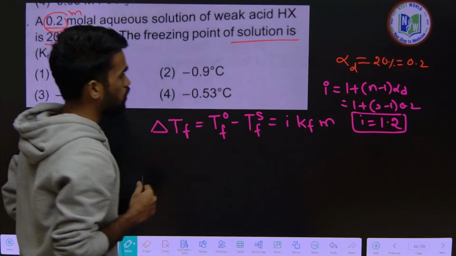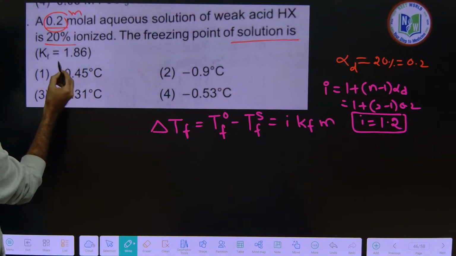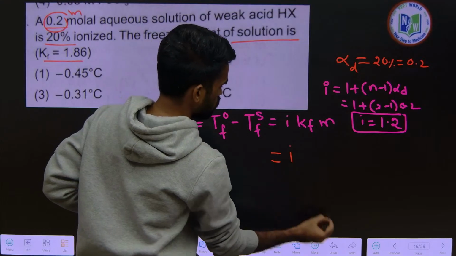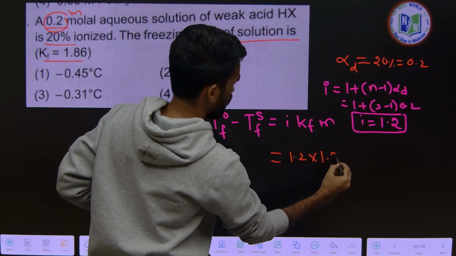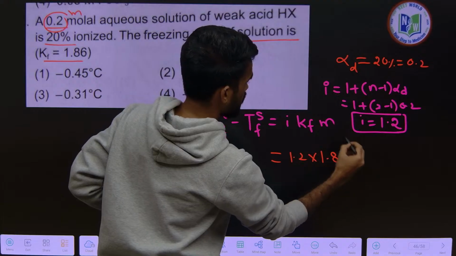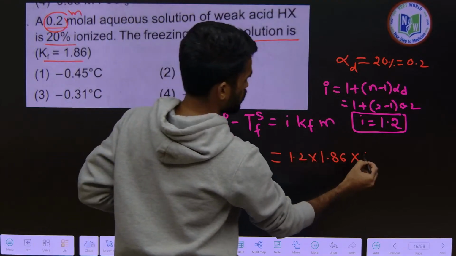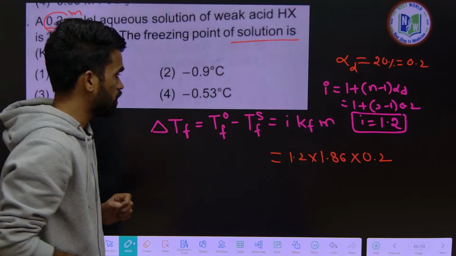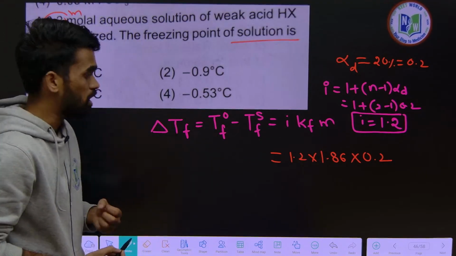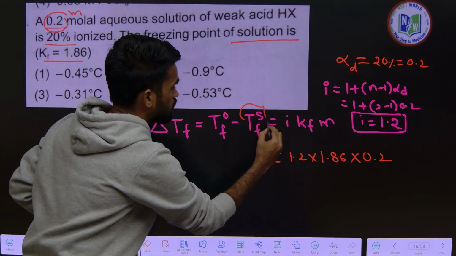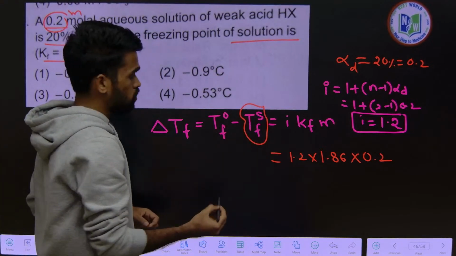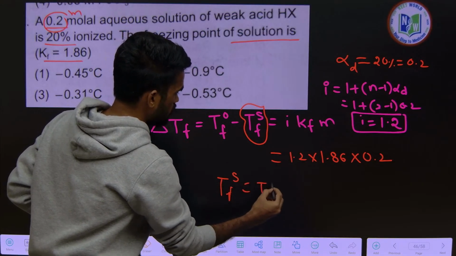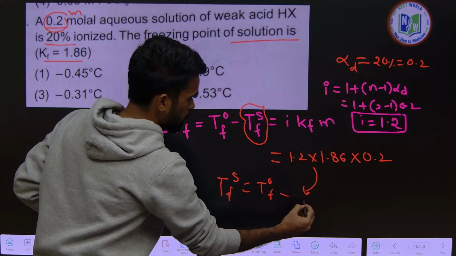So we got the i value also. Next, the Kf value is also mentioned. So you got i as 1.2, Kf is 1.86 and m given is 0.2. You can just multiply all these things and you will get your delta Tf. Now after that, what we need to find? We need to find this thing now. So Tf of the solution will be equal to T naught f minus this term.